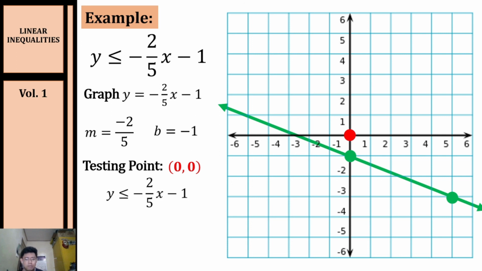Let's substitute 0, 0 to our original inequality. Let's simplify. We will end up with 0 is less than or equal to negative 1. It did not satisfy our inequality, therefore we will shade the lower part of our graph. So this yellow line will serve as all the coordinates that are possible solutions to our inequality.